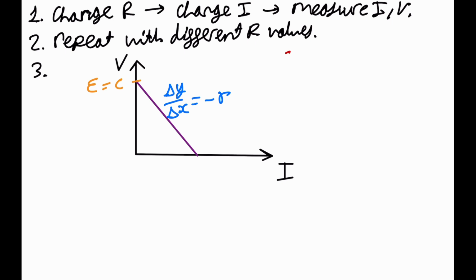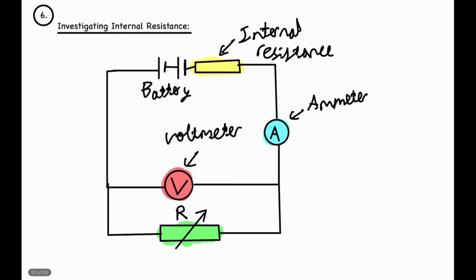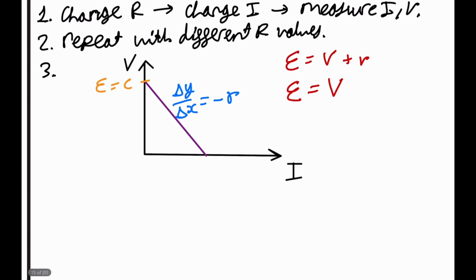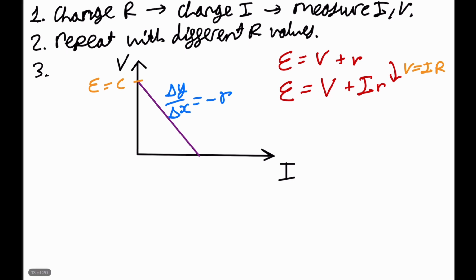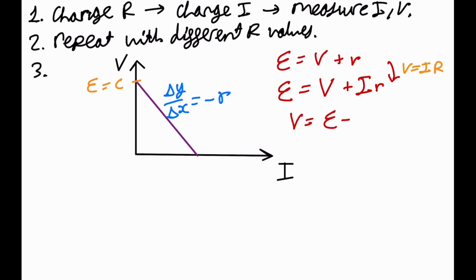So we will have the e.m.f being the sum of voltages, V plus small v, which is the lost volts. And we can represent small v as the current times the internal resistance, because the current is the same in series in the circuit here. So E equals IR plus I, small r. Now we can rearrange this equation to make V the subject. We would get V is equal to E minus Ir.